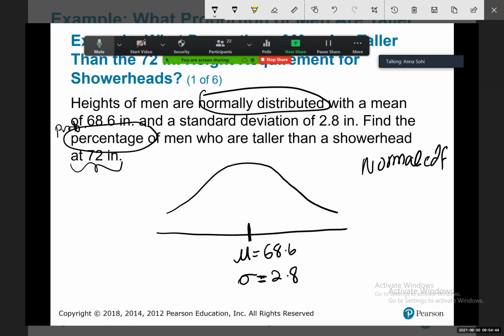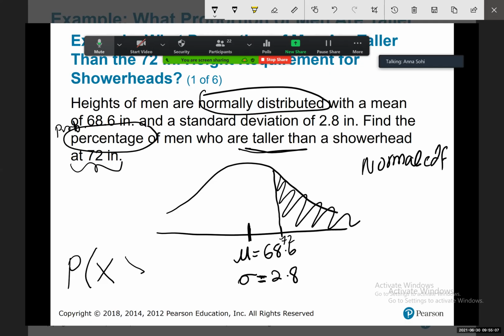72 is a little bit above 68. But you want to know taller than 72, which means 72 or more. So you're looking for the probability of individuals that are taller than 72 inches. Greater than, that's the sign for greater than x.